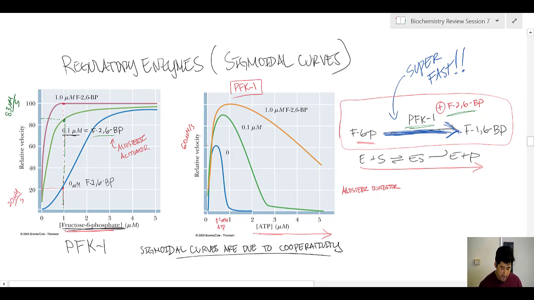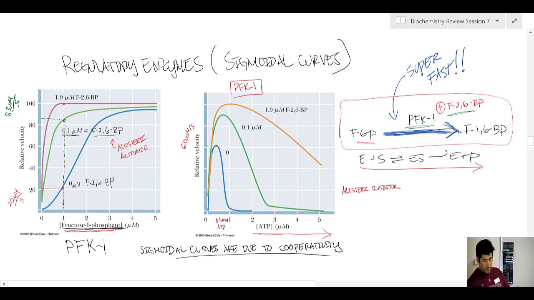Initially it's increasing, but after a certain point, when there's so much ATP, it starts to bind allosterically to the enzyme, which deactivates it. Does that make sense? Okay.